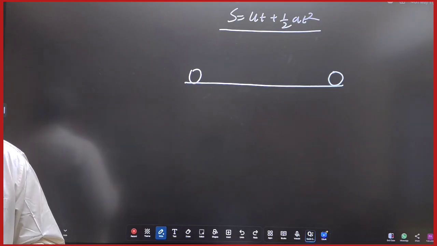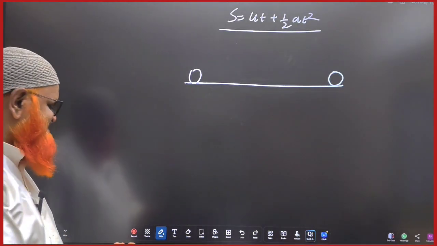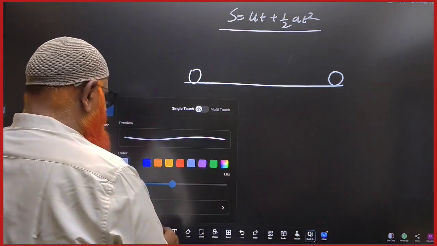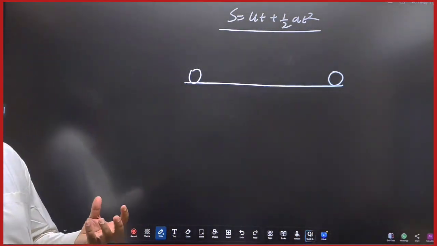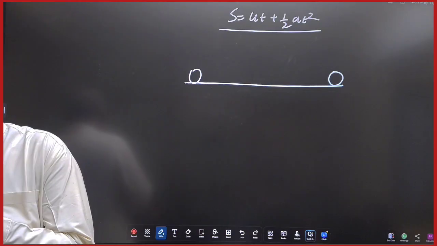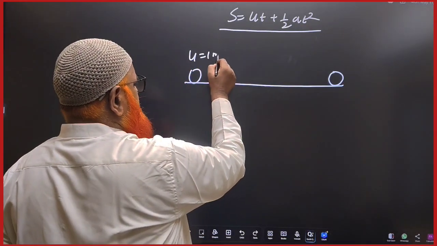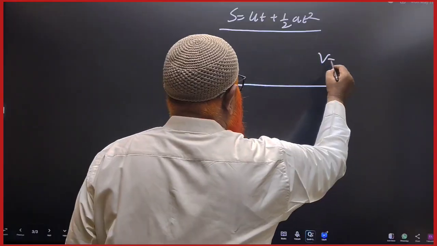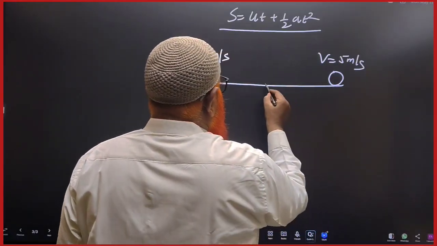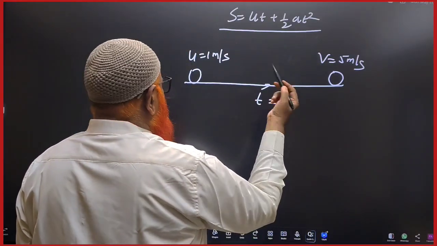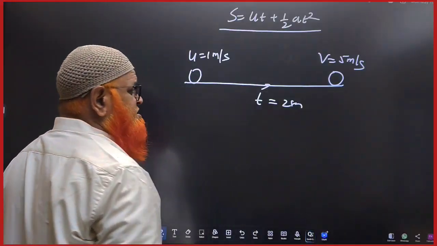As I am not a brilliant drawer, I cannot draw the diagrams so beautifully. Let me adjust with one small ball, or take one tire of a car. It has an initial velocity of 1 meter per second, a final velocity of 5 meters per second, and a time, let's imagine 2 seconds as in the previous situation.